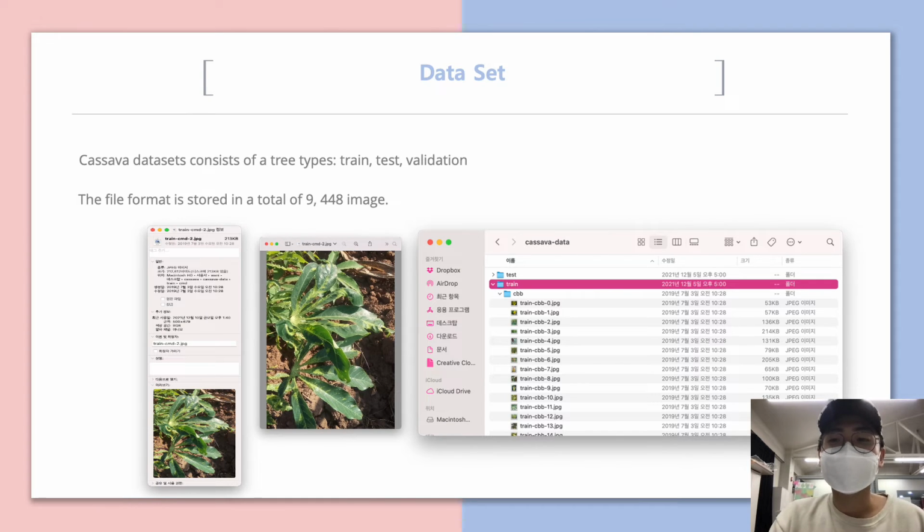Cassava datasets consist of three types: train, test, and validation data. And the total number of images is 9,449.